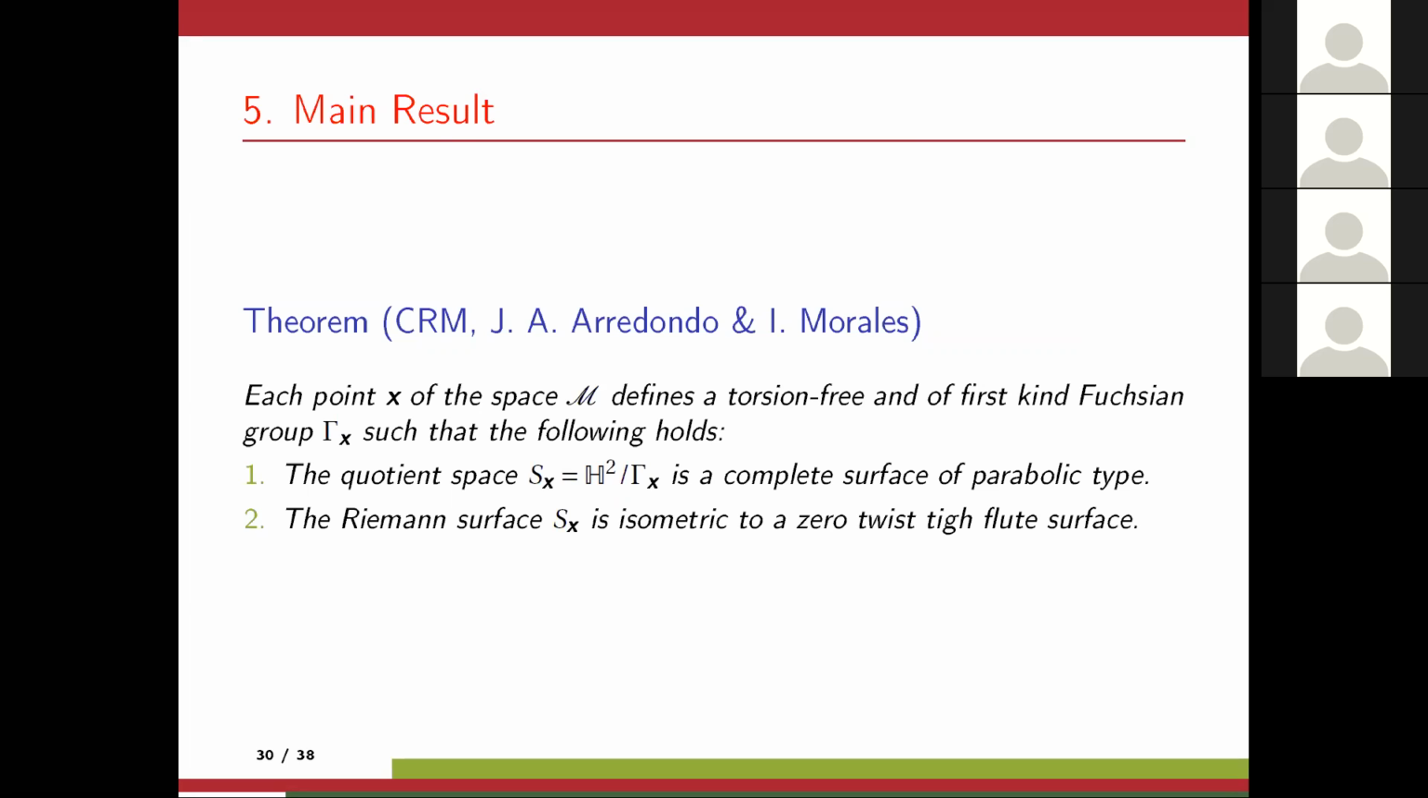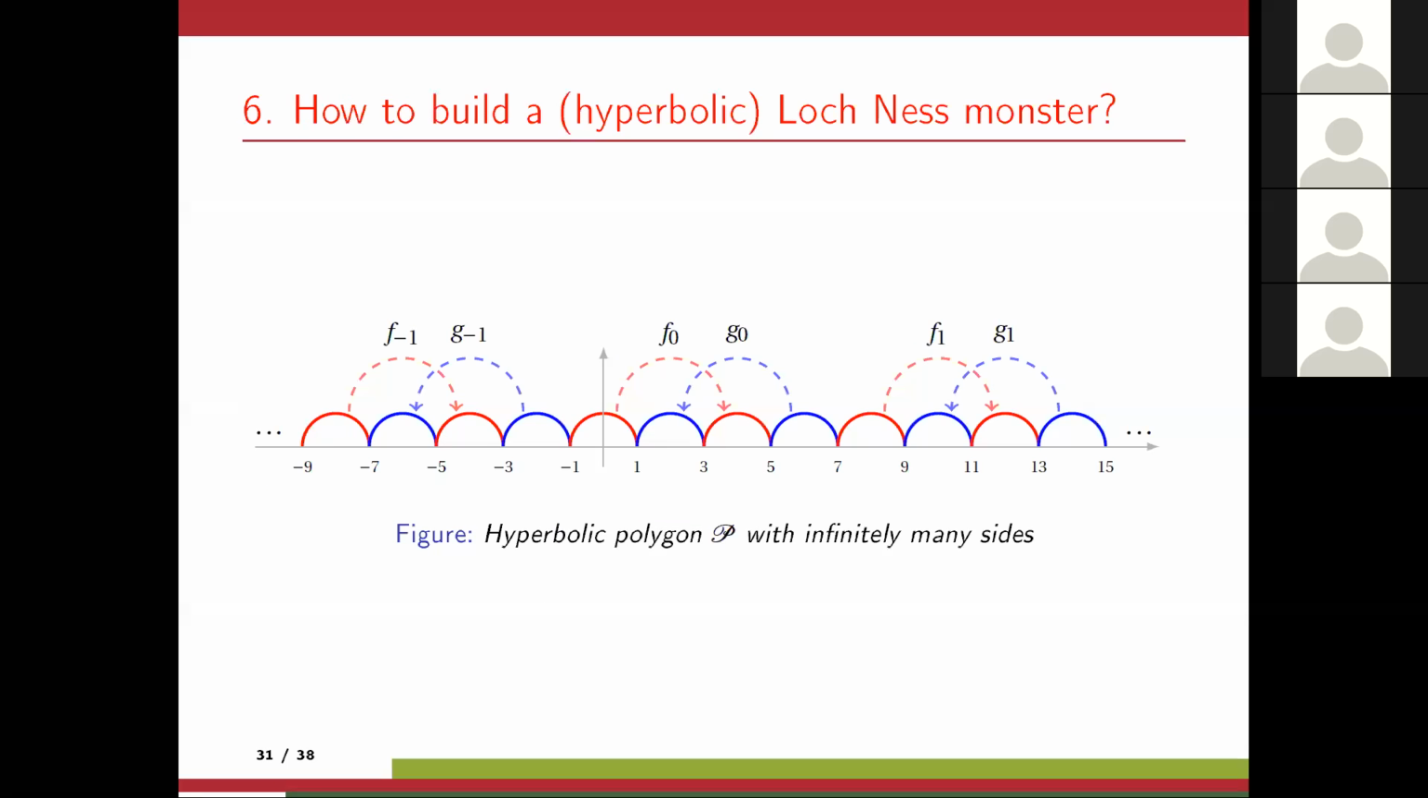Right now, I'm going to introduce a construction of the Fuchsian group uniformizing the Loch Ness monster. We're going to start with a polygon, a special hyperbolic polygon. We take the hyperbolic plane and half circles with centers over the even integers and radius 1. You can see this polygon in the picture.